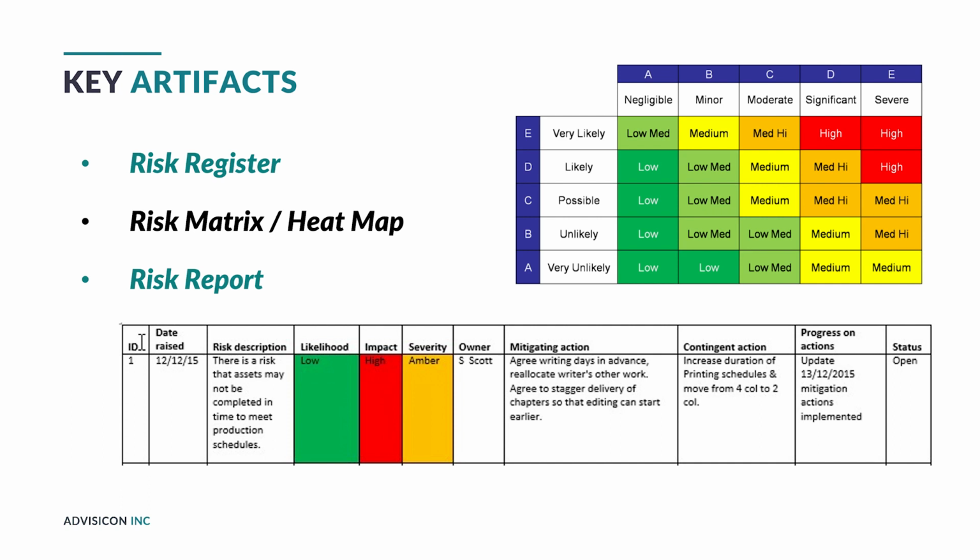Let's go through and talk about some of the artifacts. So I brought up some of these before. So we have the risk matrix or the heat map here. We also have the risk register, which can be used here at the bottom. There's also a risk report.